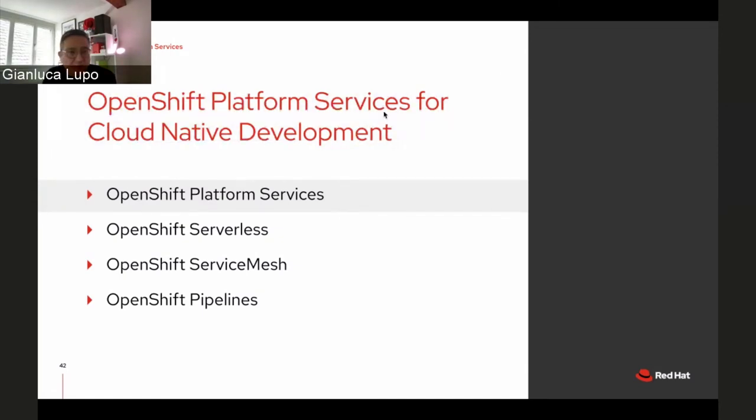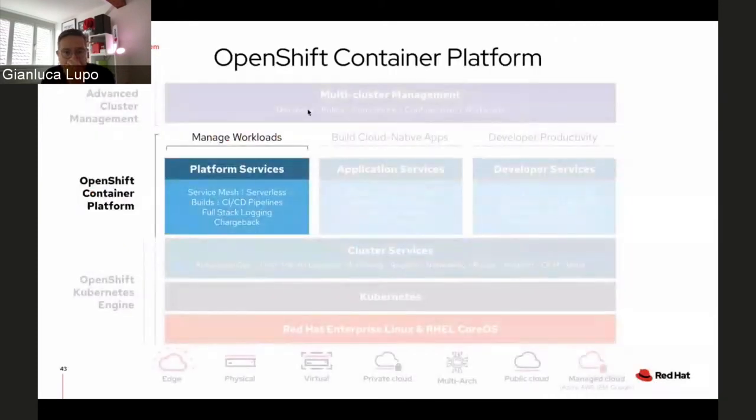on one layer of OpenShift that is called the platform service. And this layer is exactly highlighted in this picture. Today I'm going to introduce a little bit about service mesh, serverless, and the CI/CD pipelines in order to provide highlights on technologies that could be used in the application modernization strategies of companies, right?